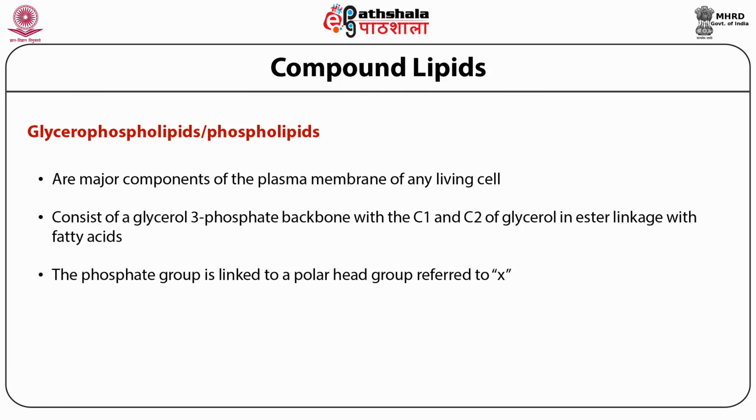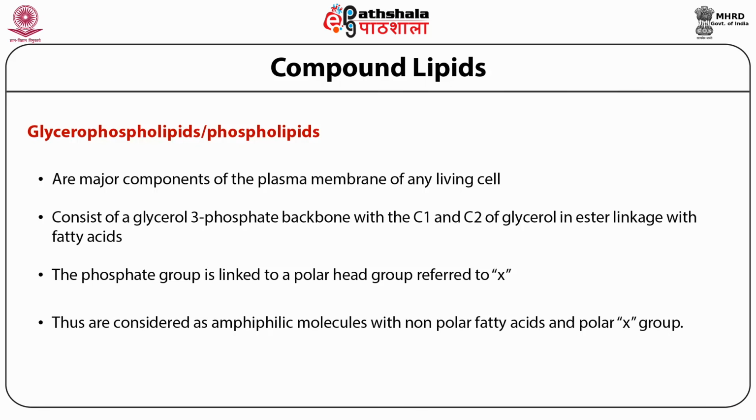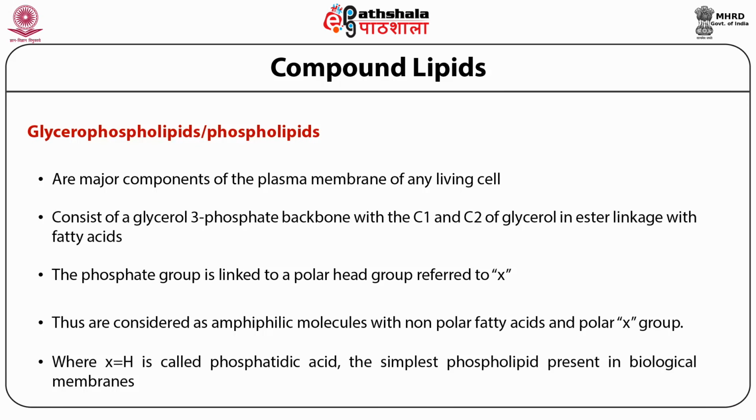Because these phospholipids have fatty acids as well as a phosphate molecule, they are considered amphiphilic molecules with nonpolar fatty acids and a polar X group. X can be H or it could be any other molecule, as we will subsequently see. If X is H, it is called phosphatidic acid, which is the simplest phospholipid that is present in biological membranes.